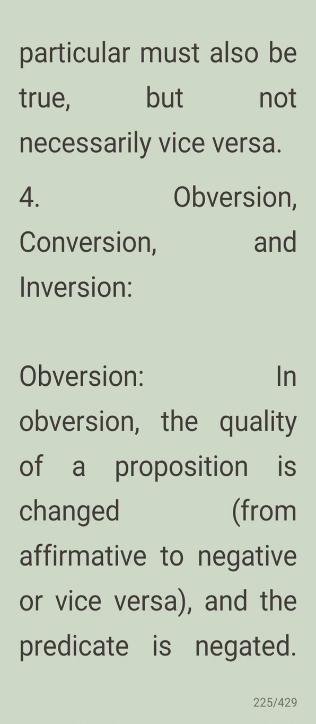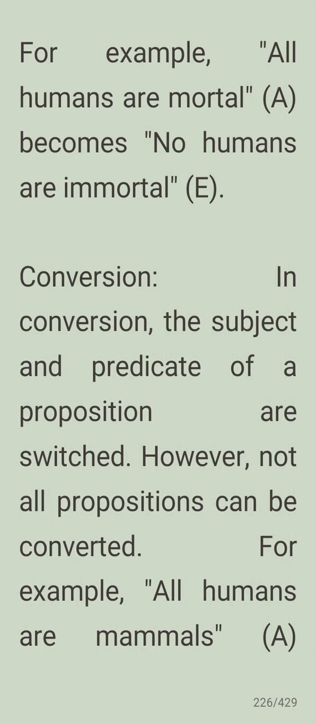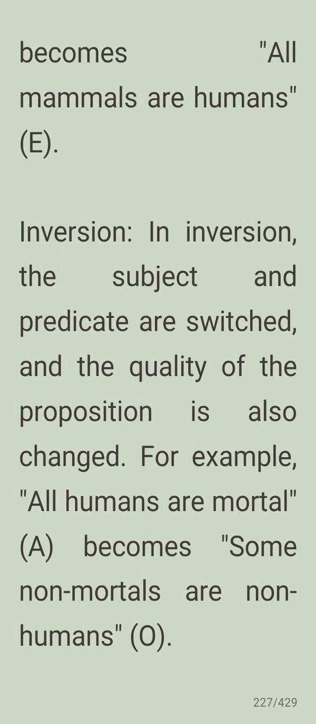Then obversion, conversion, and inversion. In obversion, the quality of a proposition is changed from affirmative to negative or vice versa, and the predicate is negated. For example, all humans are mortal becomes no humans are immortal. Then conversion. In conversion, the subject and predicate of a proposition are switched. However, not all propositions can be converted. For example, all humans are mammals becomes all mammals are humans.